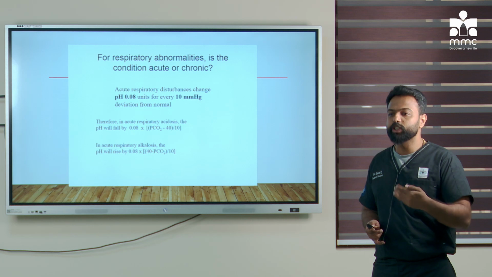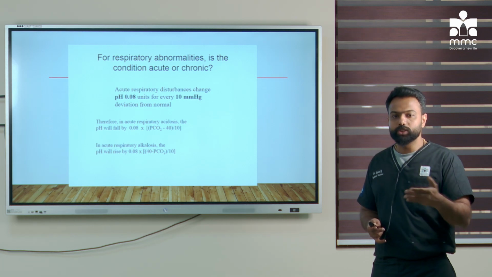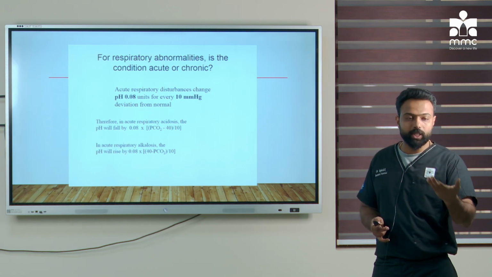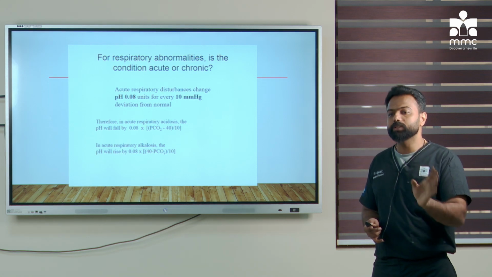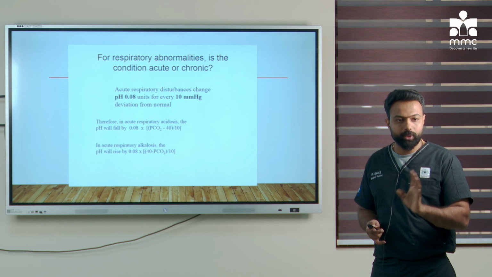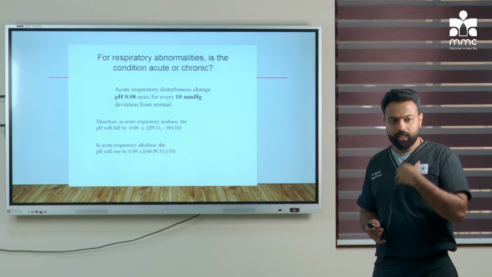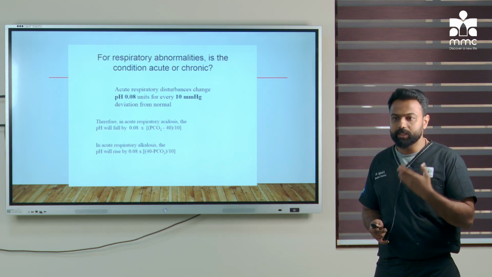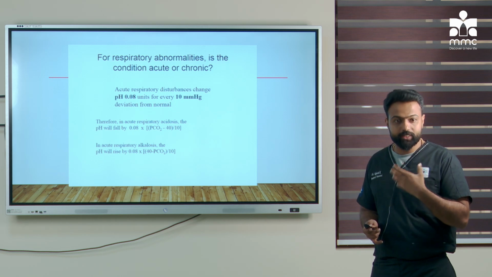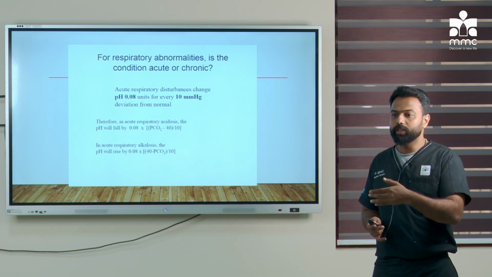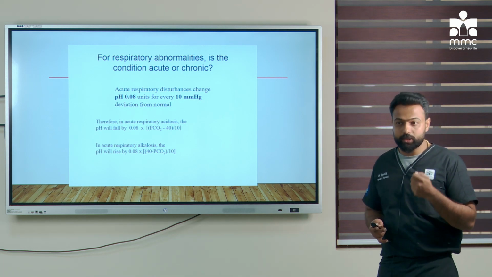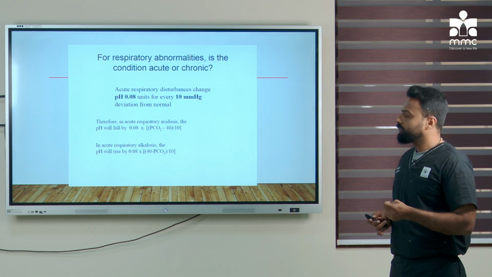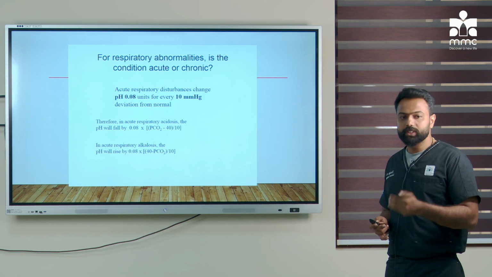Metabolic abnormalities are mainly related to the kidney, and the kidney acts very slowly. So that's why there is no acute metabolic acidosis or acute metabolic alkalosis. There is only metabolic acidosis or metabolic alkalosis, with no acute or chronic. But our lungs compensate very fast, so respiratory disturbances have an acute and chronic property. So if a patient presents with a respiratory disturbance, you have to check whether it is acute or chronic.